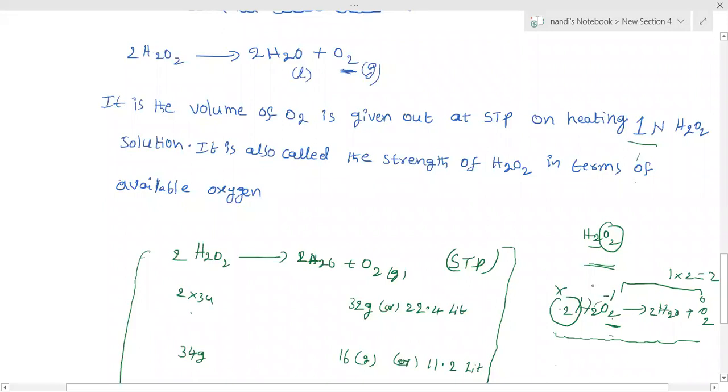What is the name, sir? Does the name contain peroxide or not? The peroxy bond is there. H2O2 has a peroxy bond. This is the structure of H2O2. I am giving the general structure here: oxygen, oxygen, oxygen. This is the half open book structure. We are going to study it in 11th standard. The oxygen-oxygen bond we call the peroxy bond.